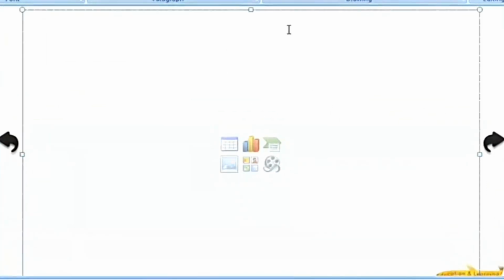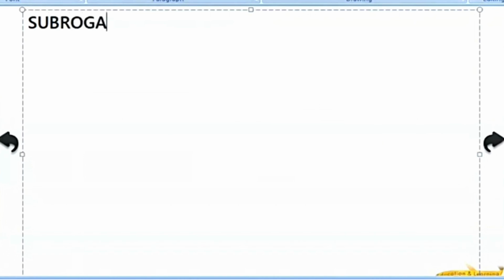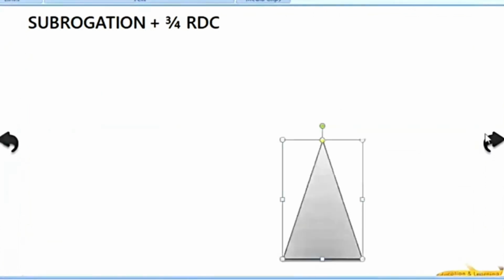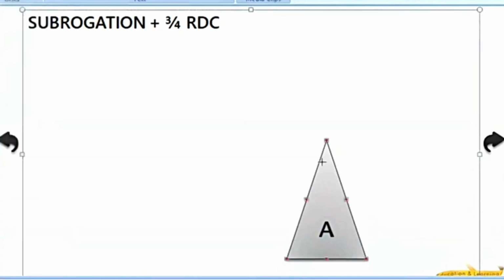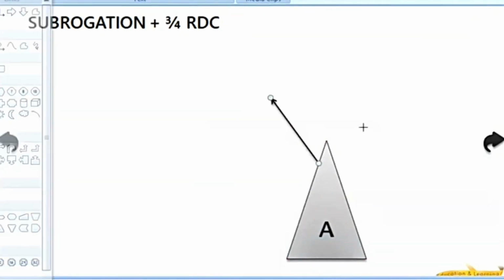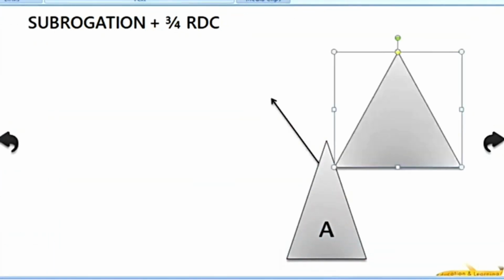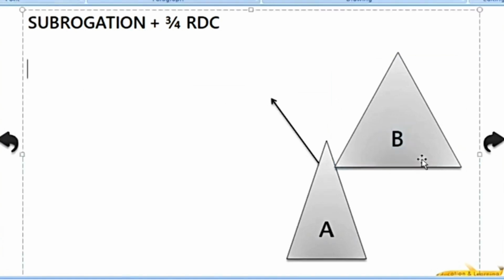Now, we will say subrogation plus 3/4 running down clause. This applicability we are dealing with. And the case we had said was, let's say this is our ship A, and our ship is at anchor. The second ship, ship B, comes and makes a collision. So they both are in ballast. B is 100% at fault.